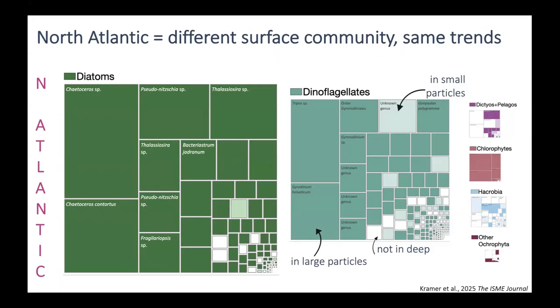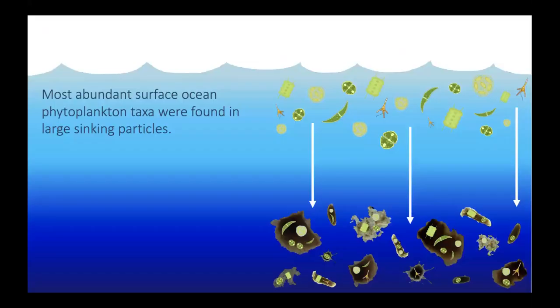So from this first piece of the analysis, we know that the most abundant surface ocean phytoplankton taxa were all found in large sinking particles, and that most of the taxa that we measured in the surface ocean were found in a sinking particle and typically in a large particle. So we seem to have this strong connectivity across these two ecosystems from who's living in the surface and who is ending up at depth. But then we wanted to look and see if we could actually use some of that information about who's in the surface to predict how much carbon is ending up in the deep ocean.